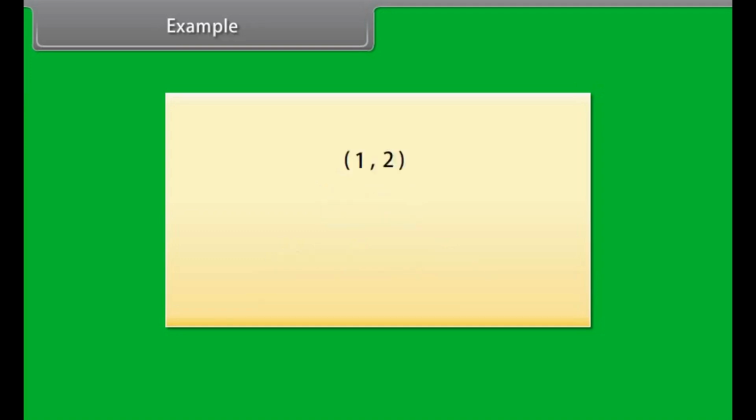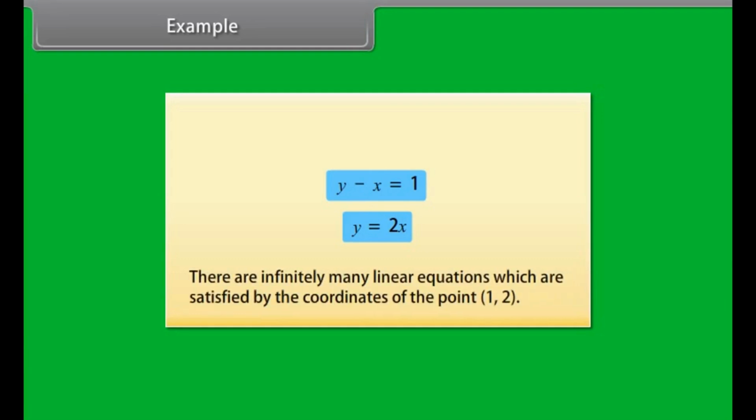One example of such a linear equation is x plus y is equal to 3, because when we put the value of x as 1 and y as 2, we get the answer 3. Other examples are y minus x is equal to 1, y is equal to 2x. In fact, there are infinitely many linear equations which are satisfied by the coordinates of the point (1, 2).